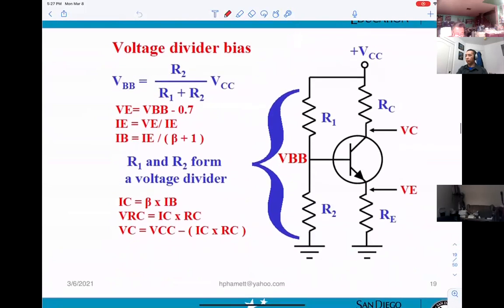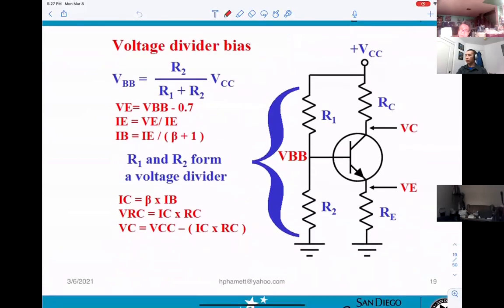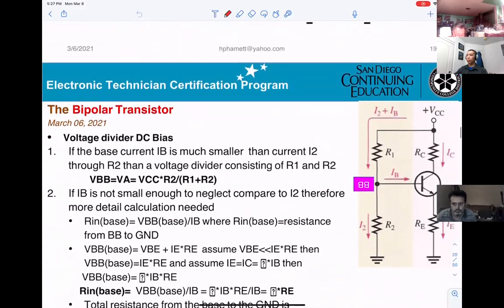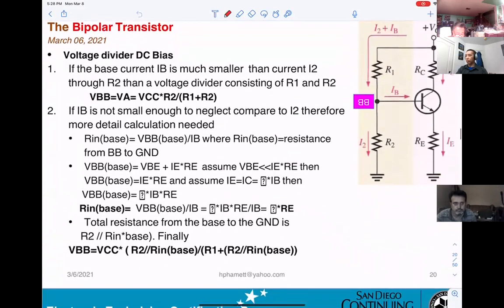Now this one is the one he's using everywhere all the time. Okay, and I try to make sure you get the formula. Okay, how to calculate the VE, IE, IB, IC, or VC, VRC. Okay, now this is the one I want to bring up today.